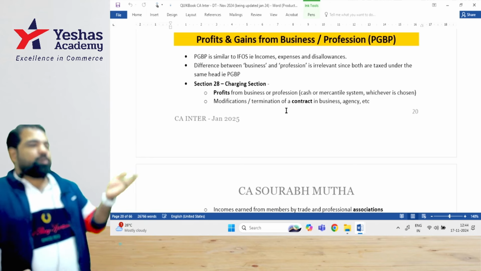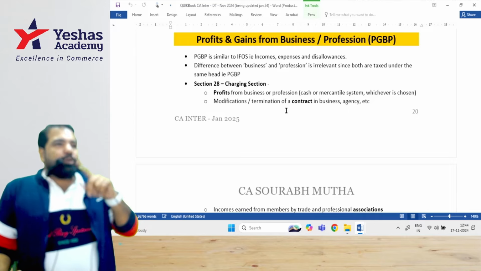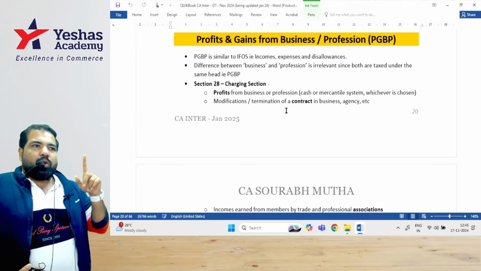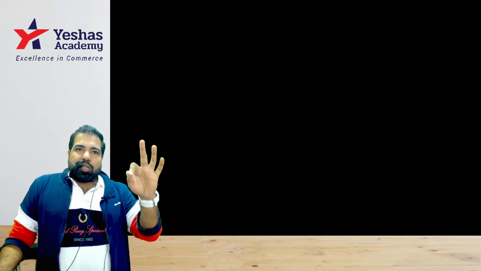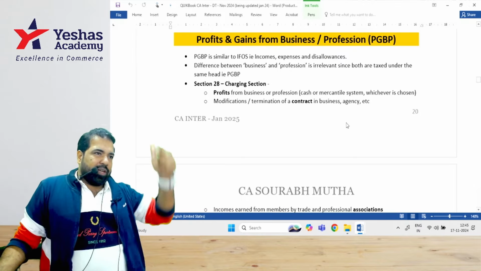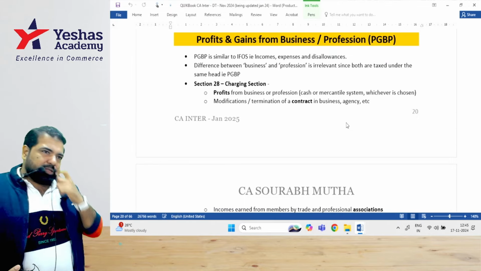Guys, while this is special, there's one more special thing. If you do any specified business, the examiner will tell you specified business, but if they don't tell you, you can look at some page where you have the list, and guys, every letter has a short form. You have to just identify that these are specified business.